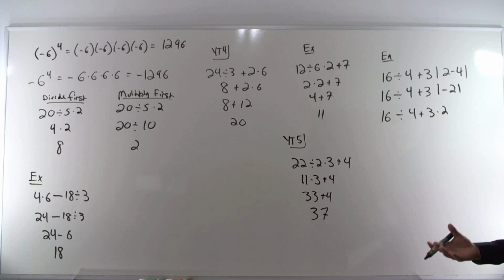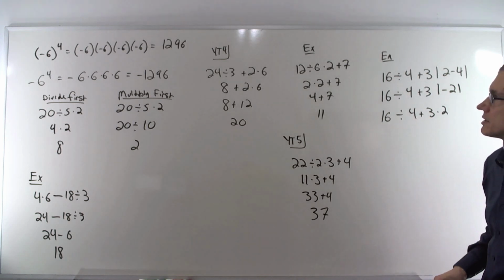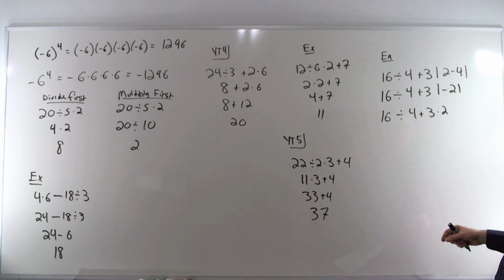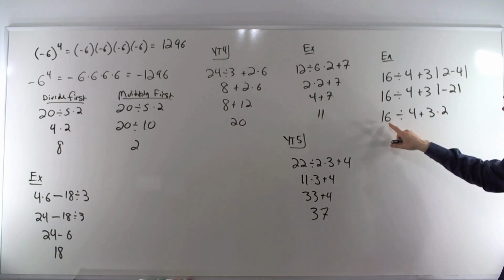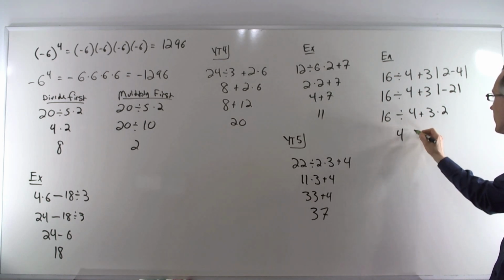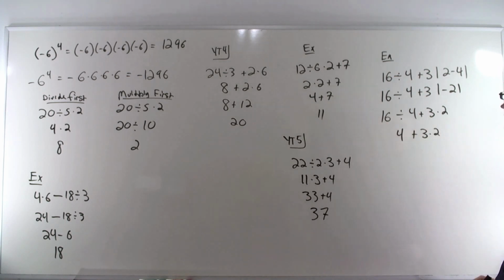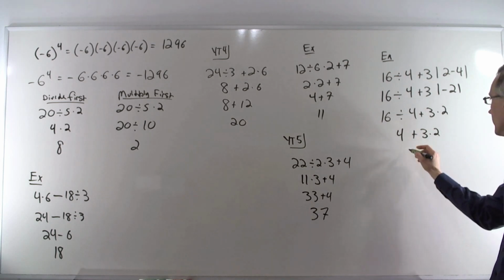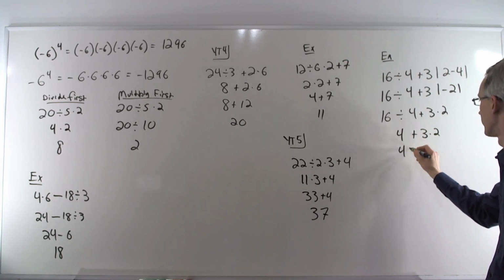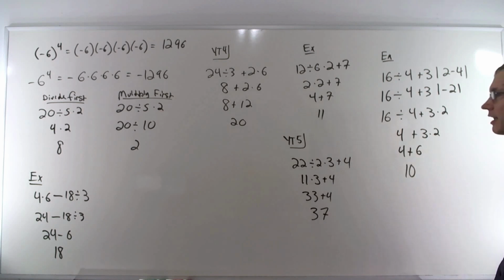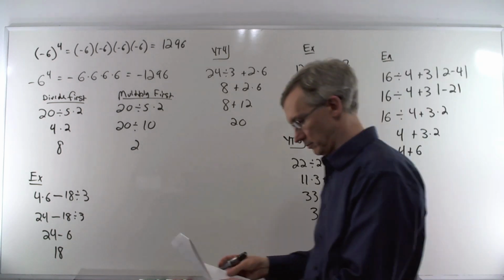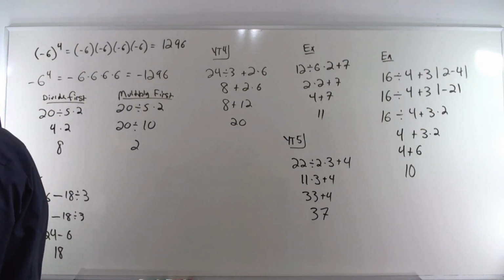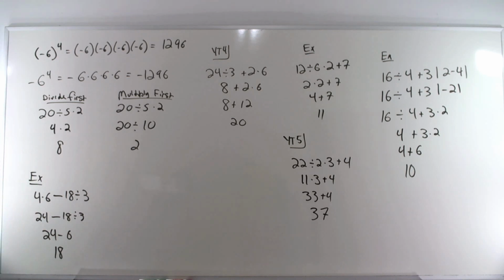All right, now that we've gotten rid of the grouping symbol, we've got some expressions that look like the ones we've done before. So we'll do it just like we did with those. So 16 divided by 4 is 4. And then 3 times 2 is 6. So we've got 4 plus 6, and then 10. Your turn, number 6.